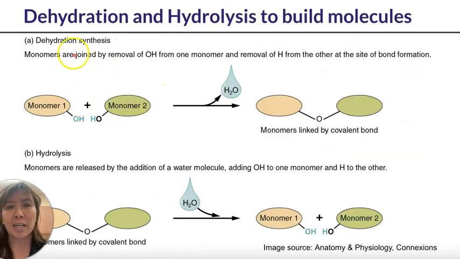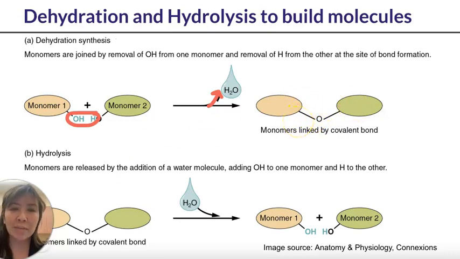Dehydration, as we said, is used for synthesis. You have monomer 1 and monomer 2 linking, releasing H2O as water. In that process, they're able to link together by a covalent bond. Now these two are linked together.